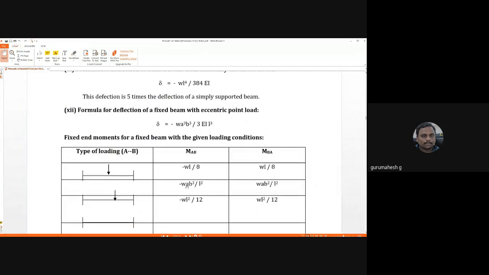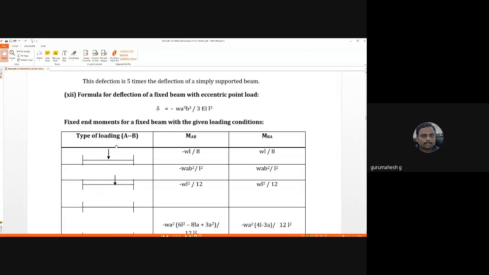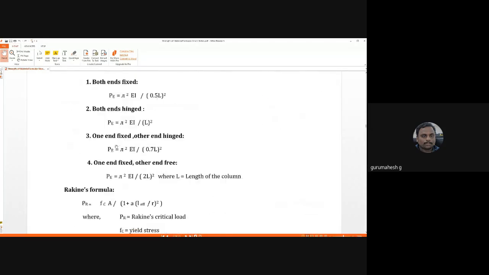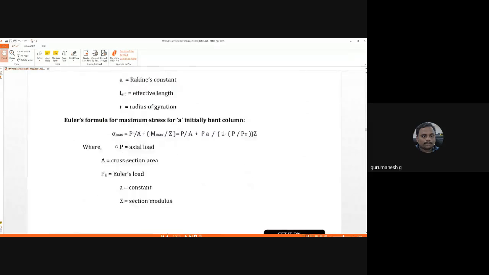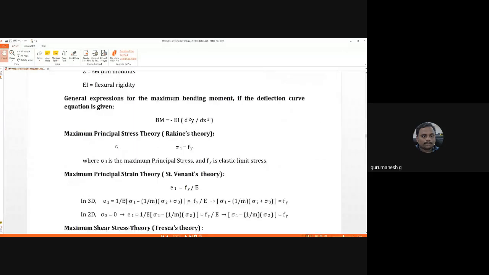We'll see the bending moments later. First, we complete this one. Only after that will we go on to calculating the bending moments and shear forces.